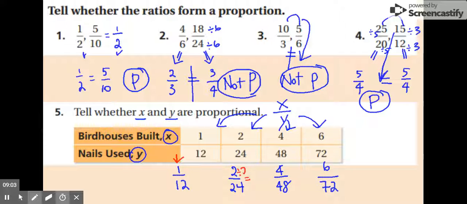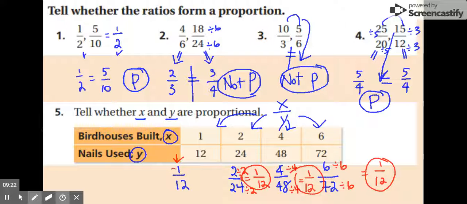So divided by 2, 1 over 12, divided by 4, oh, it's 1 over 12. But you never know. You need to check every single data. Divided by 6, 1 over 12. 1 over 12, 1 over 12, and 1 over 12. They all have equivalent ratios, the same when simplified. So you can say the variables x and y are proportional.